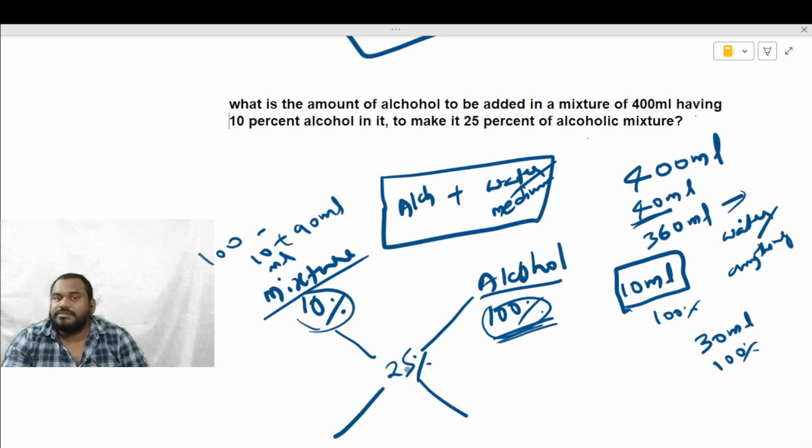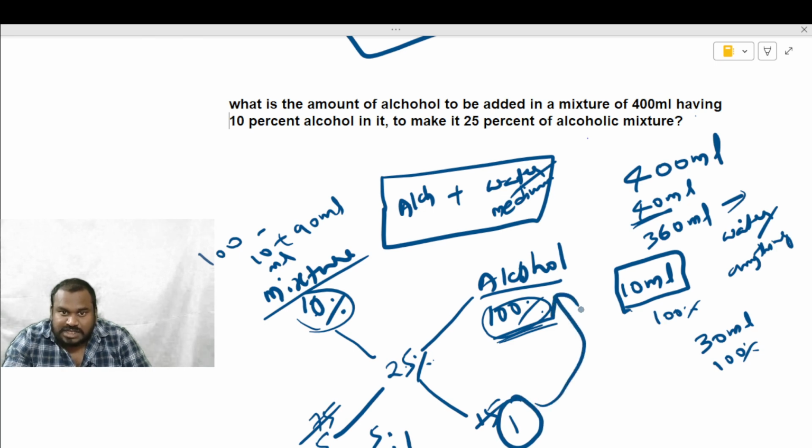So 100 minus 25 you do, 75. Same way, 25 minus 10. You have to take just the difference. Not 10 minus 25, 25 minus 10. Higher minus lower you have to do always. So 15. Now you take the ratio. 15 5s are 75, 15 1s are 15. So 5 is to 1 I got. 1 is towards the alcohol side, 5 is towards the mixture side.